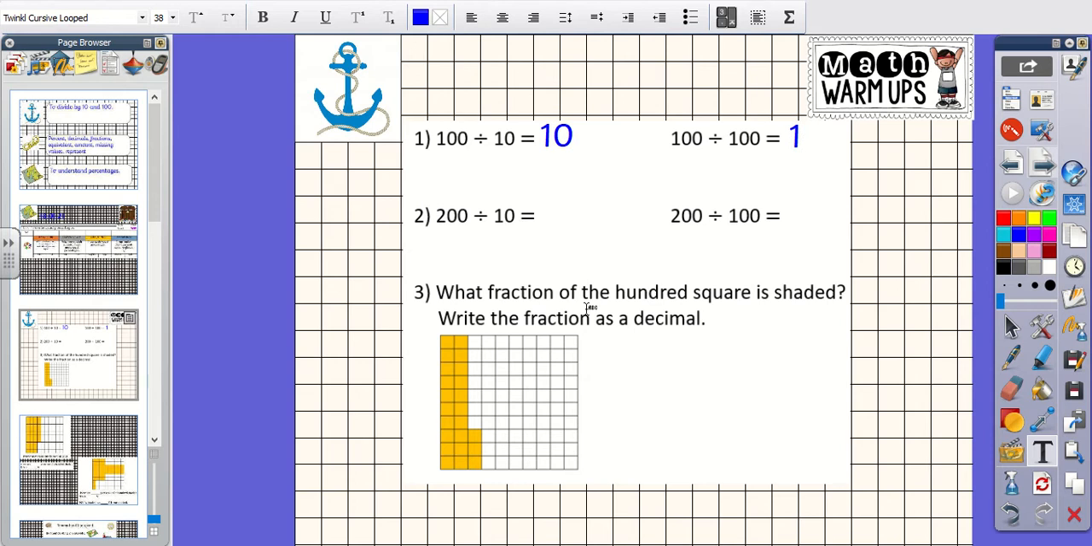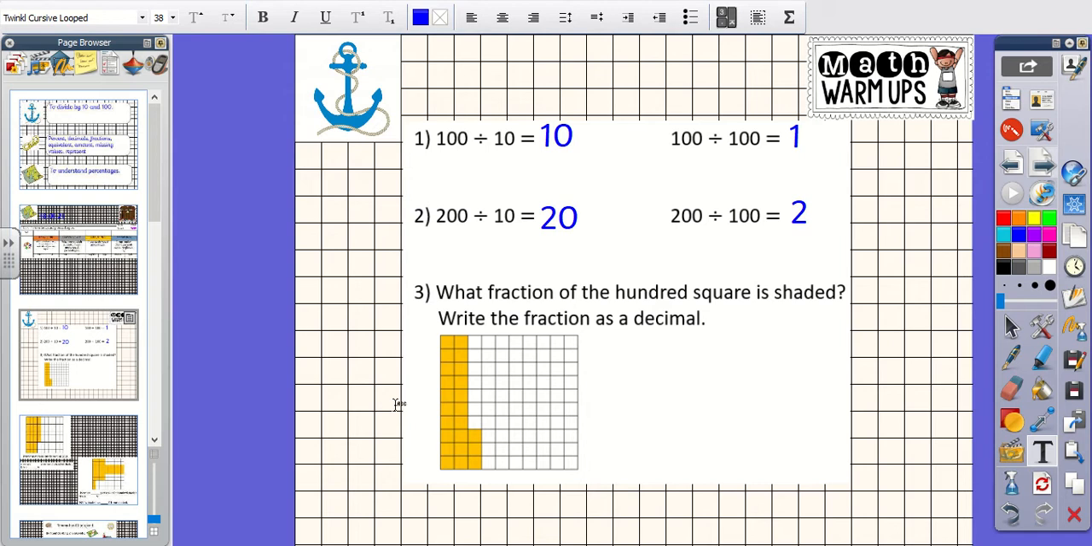Okay, pause this video here for me then, please, and have a go at question 2. 200 divided by 10, and then 200 divided by 100. Okay, so you should have got 200 divided by 10, the answer is 20. And then 200 divided by 100, you should have got the answer as 2. Okay then, so let's have a look at question number 3.